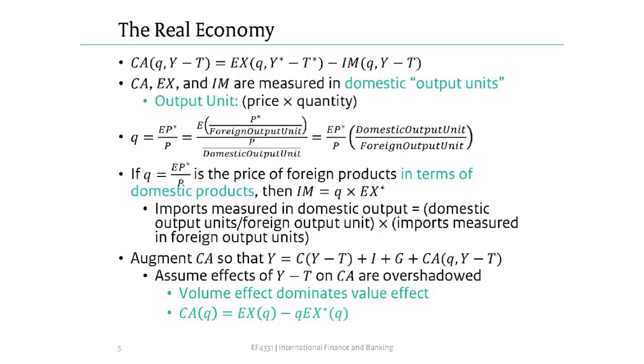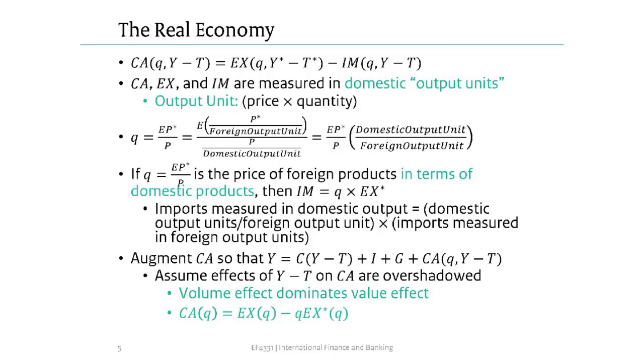Y star minus T star, that's disposable income of the foreigners. Again, just like here, wealthier foreigners are more likely to buy things, and part of that consumption or purchase is going to be from domestic, our exports. So here is going to be a positive relationship with us, right? With our exports.